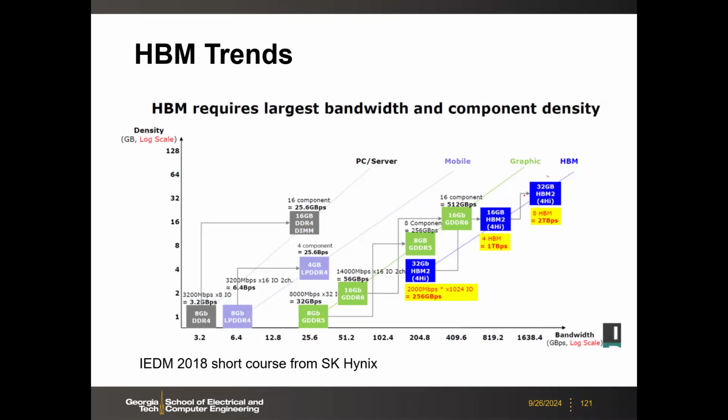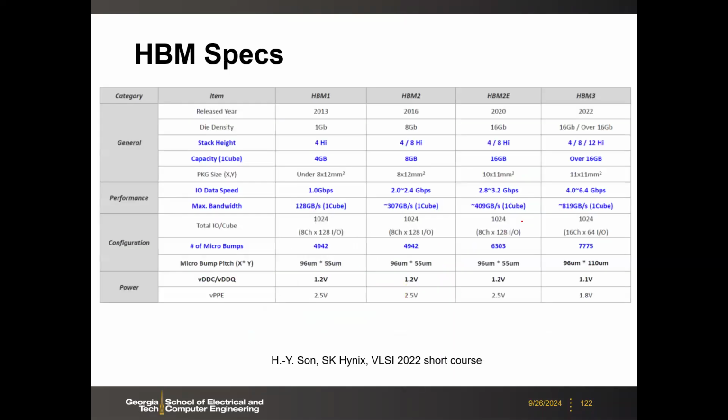So that's how you get the density improvements. And also you're going to get the bandwidth improvement as well. So you can prefetch more data, and then you can get the bandwidth improvement as well. So if you look at the HBM standard, actually this is a good summary.